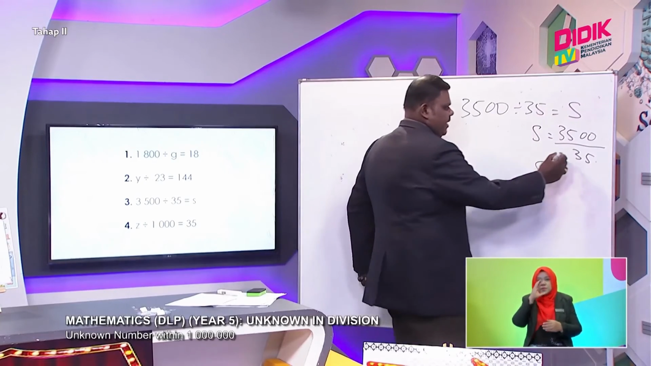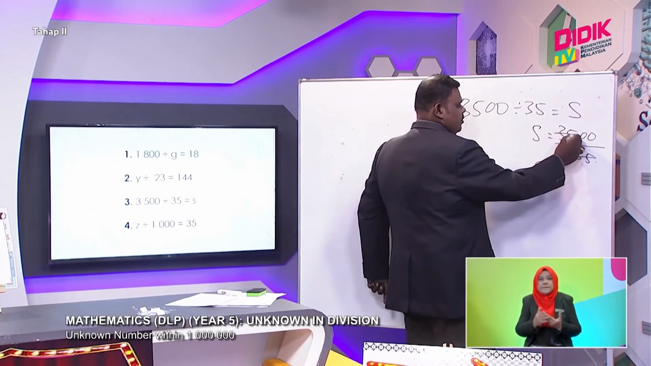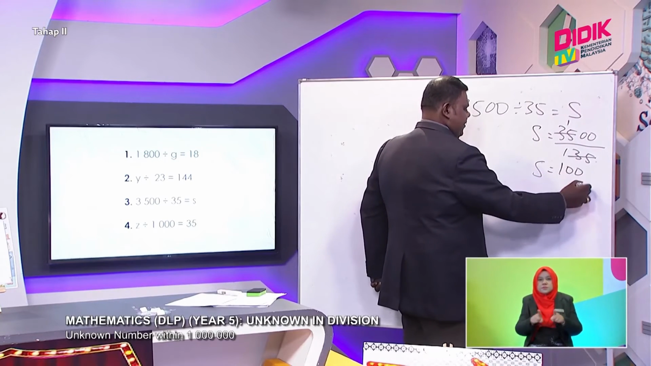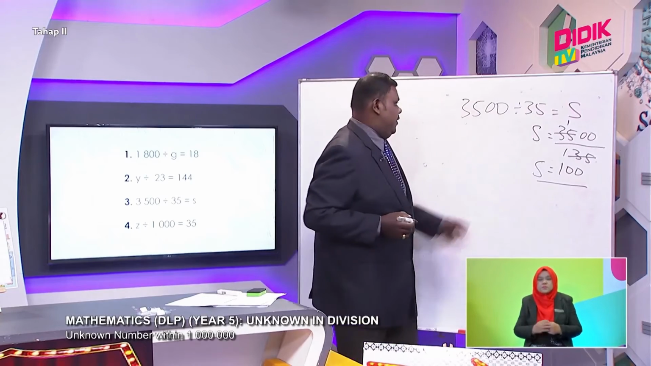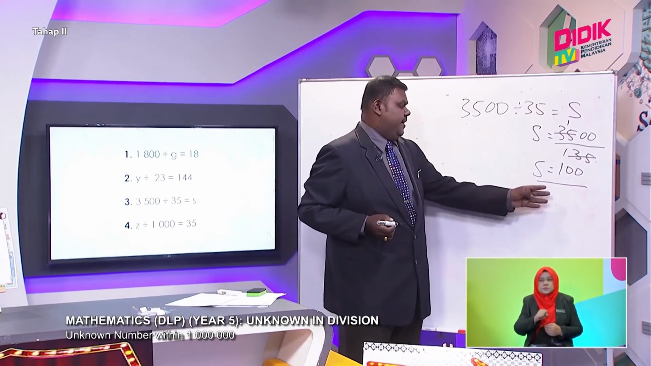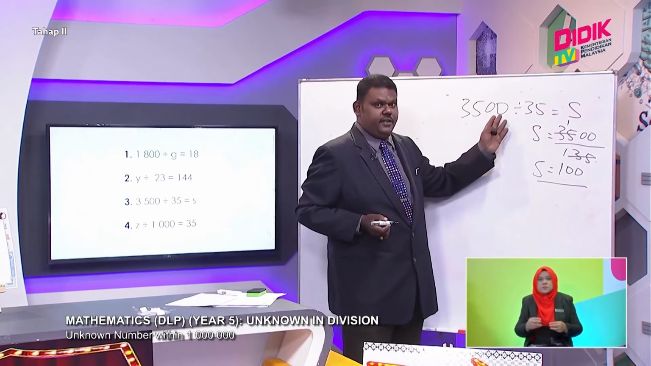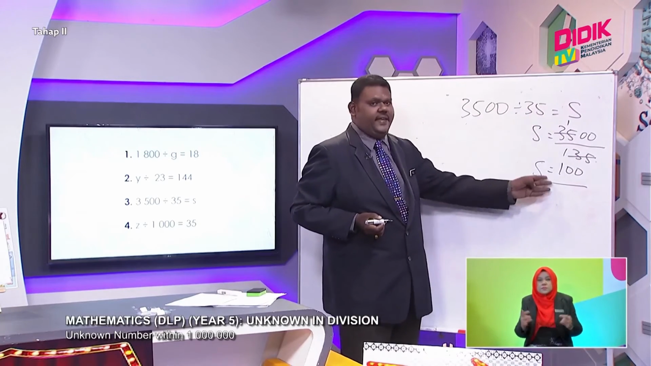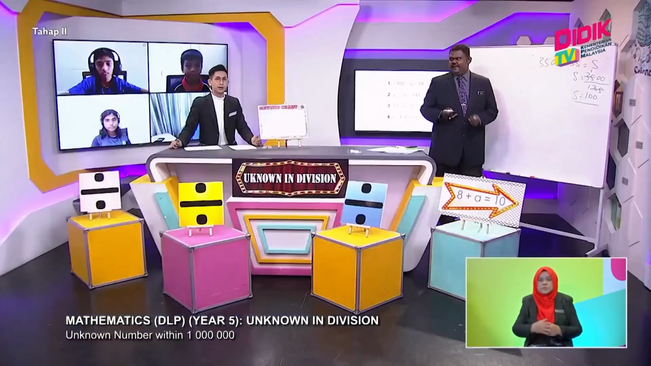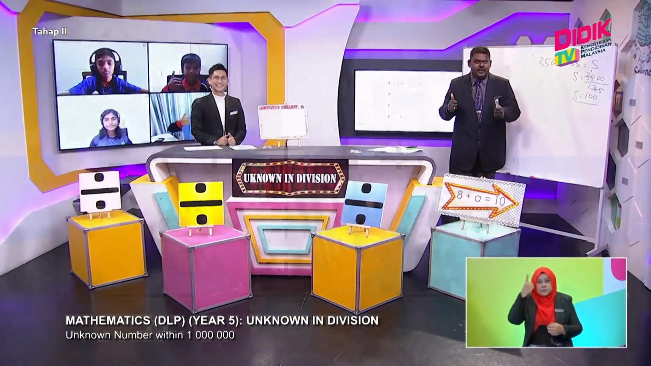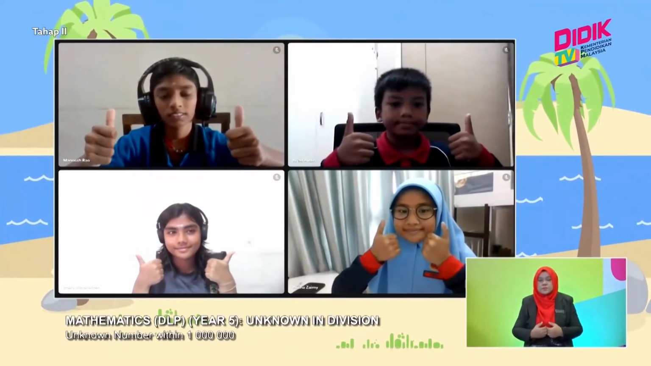So when we divide with 35, you get 1. Here you divide with 35, you get 1. So S is equivalent to 100. So when you take 3,500 and divide with 35, you will get 100 as the answer. Everyone understand? Kids at home, if you understand, can you show me your thumbs up? Okay, very good.